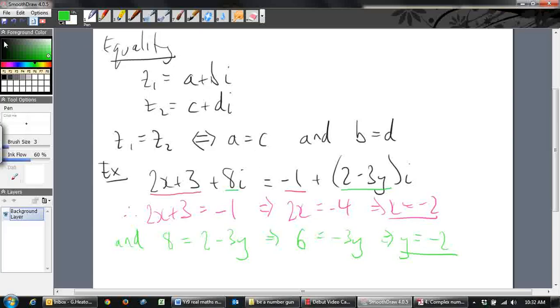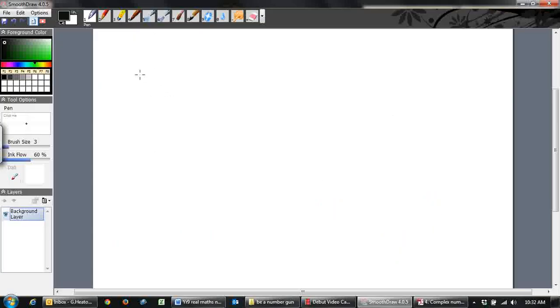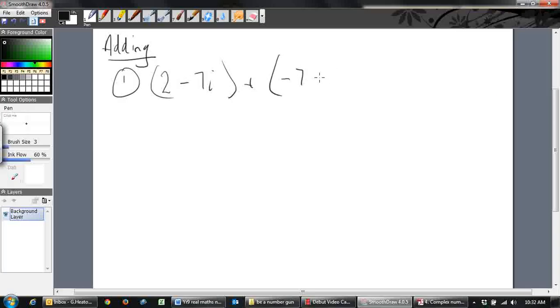So equality: if you've got two complex numbers which are equal, you just make the real parts equal and the imaginary parts equal. With adding, let's just do adding. All you do is add the two parts together. So let's go really quickly through this. An example of this: 2 - 7i. If we add that to -7 + 6i, all you do is add the real and imaginary parts together.